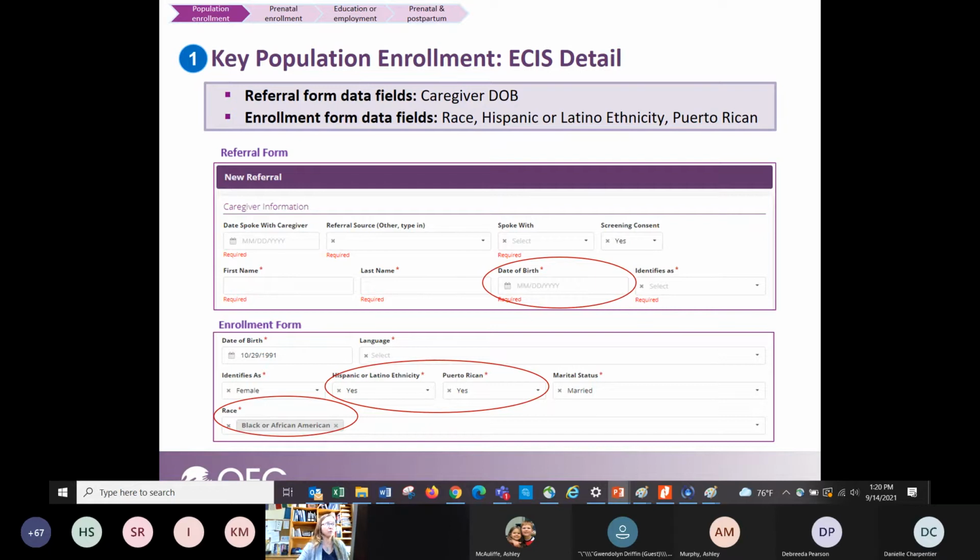If you had chosen no for Hispanic ethnicity, you wouldn't even see Puerto Rican. But again, the date of birth, the race and ethnicity, they're all part of your standard enrollment process. You literally can't miss it, right? These are required fields: date of birth, race and ethnicity, they're all required. So just in the course of enrolling your caregivers, you're going to be entering the information that's needed for this first metric.